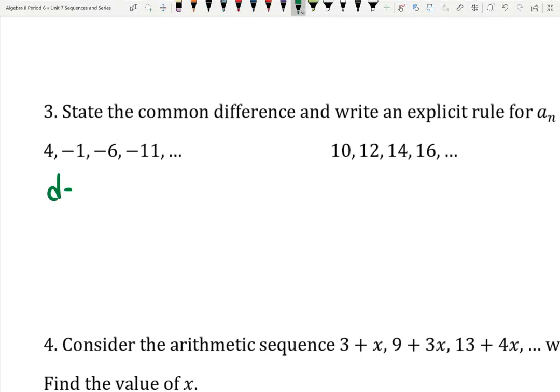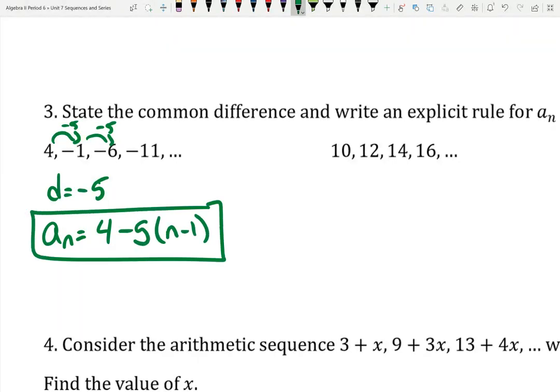So the common difference here is -5. I keep subtracting 5 each time. So the nth term is start at 4. I keep subtracting 5. I need n minus 1 times for that to happen to get to the nth term.